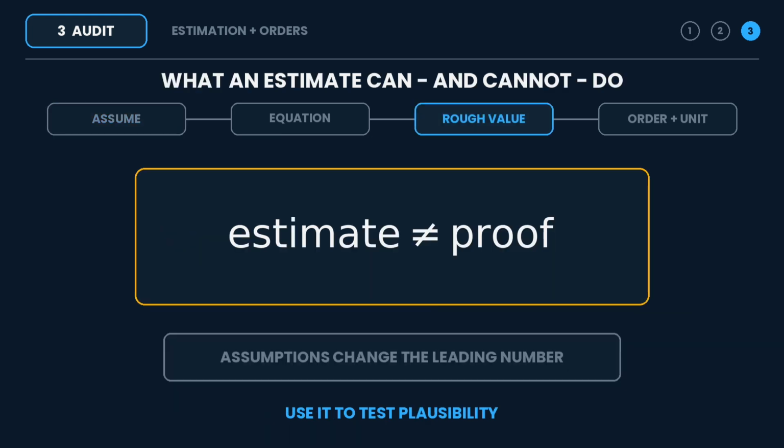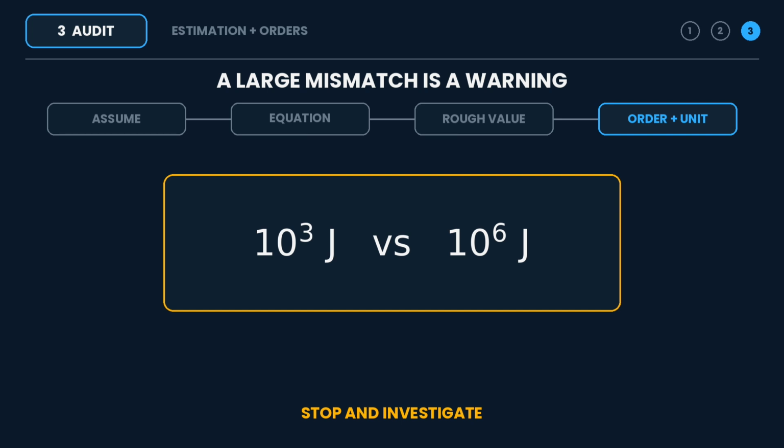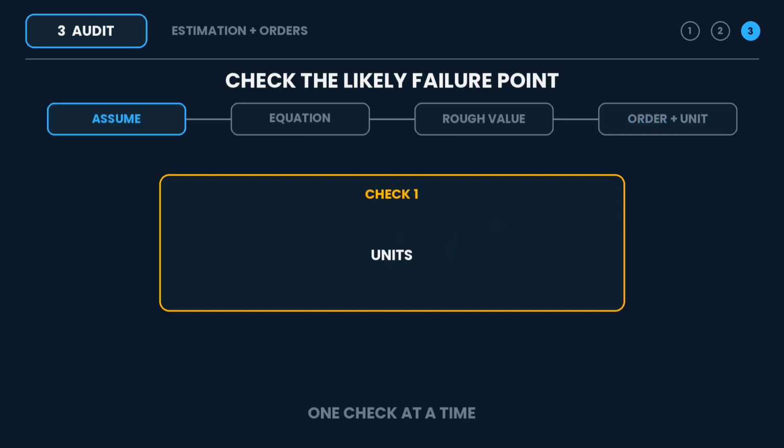An estimate cannot prove that a detailed calculation is right, and a different sensible assumption will change the leading number. But a large mismatch is a warning. Check the units first, then the powers of 10, any squared or cubed quantities, and the calculator entry.